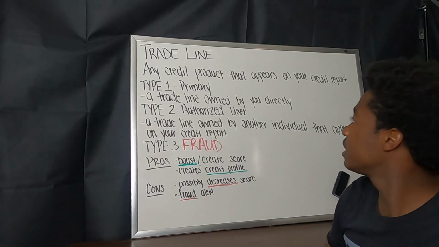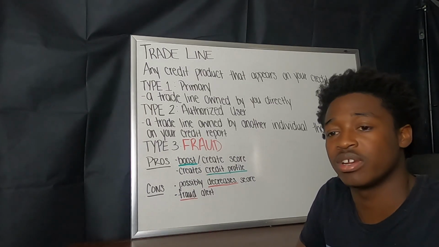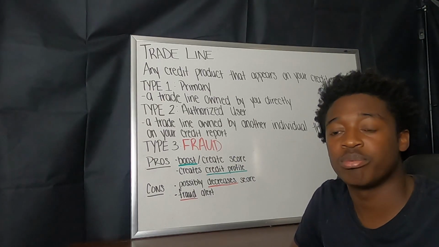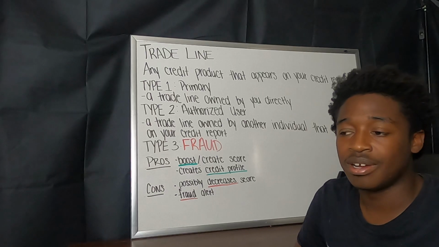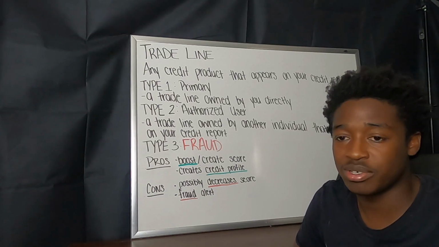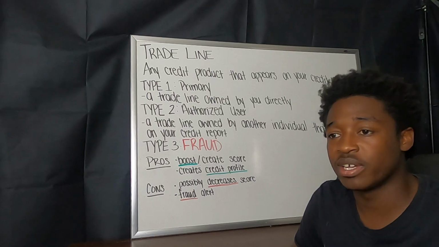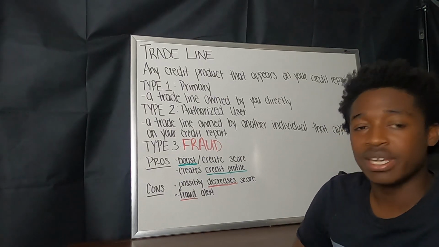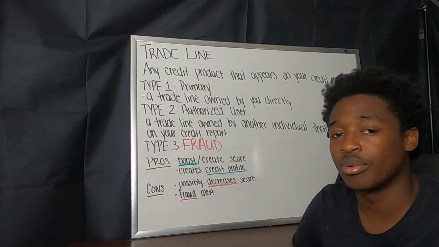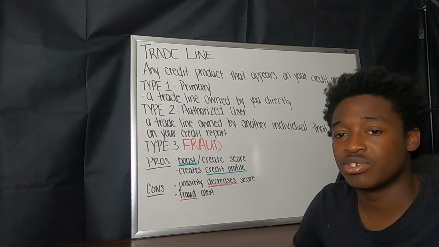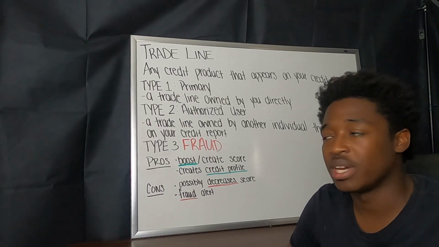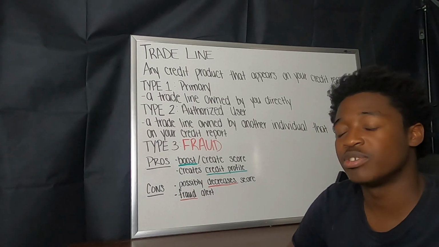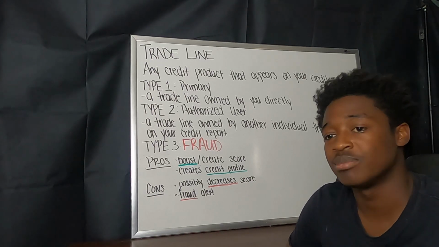So a trade line is any credit product that appears on your credit report. Basically anything that shows up on your credit report, whether it's an installment loan, like a car or a house, a personal loan, or revolving credit, a credit card, a line of credit, anything to that extent. Anything that shows up on your report is a trade line. So then you have positive trade lines and negative trade lines, but you really have three main types of trade lines.